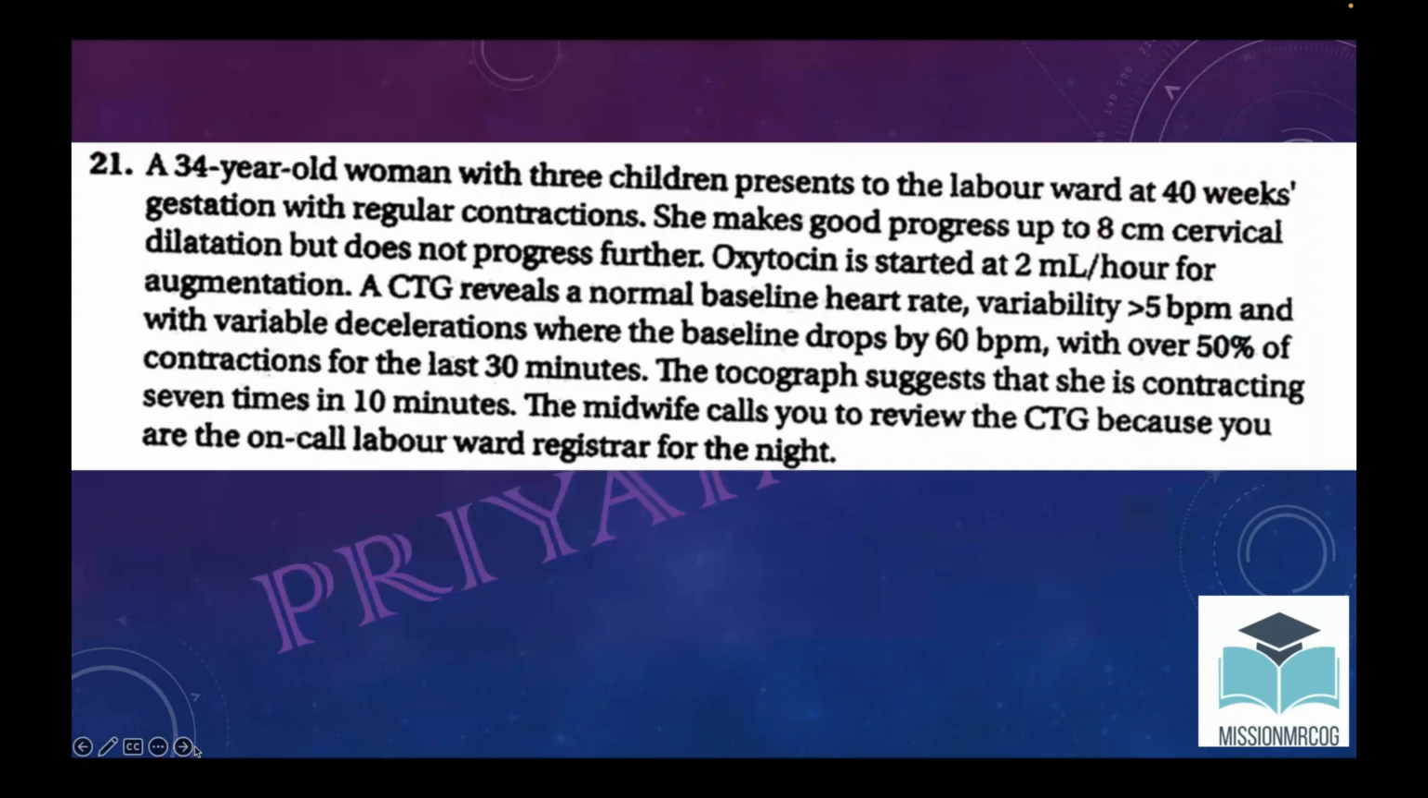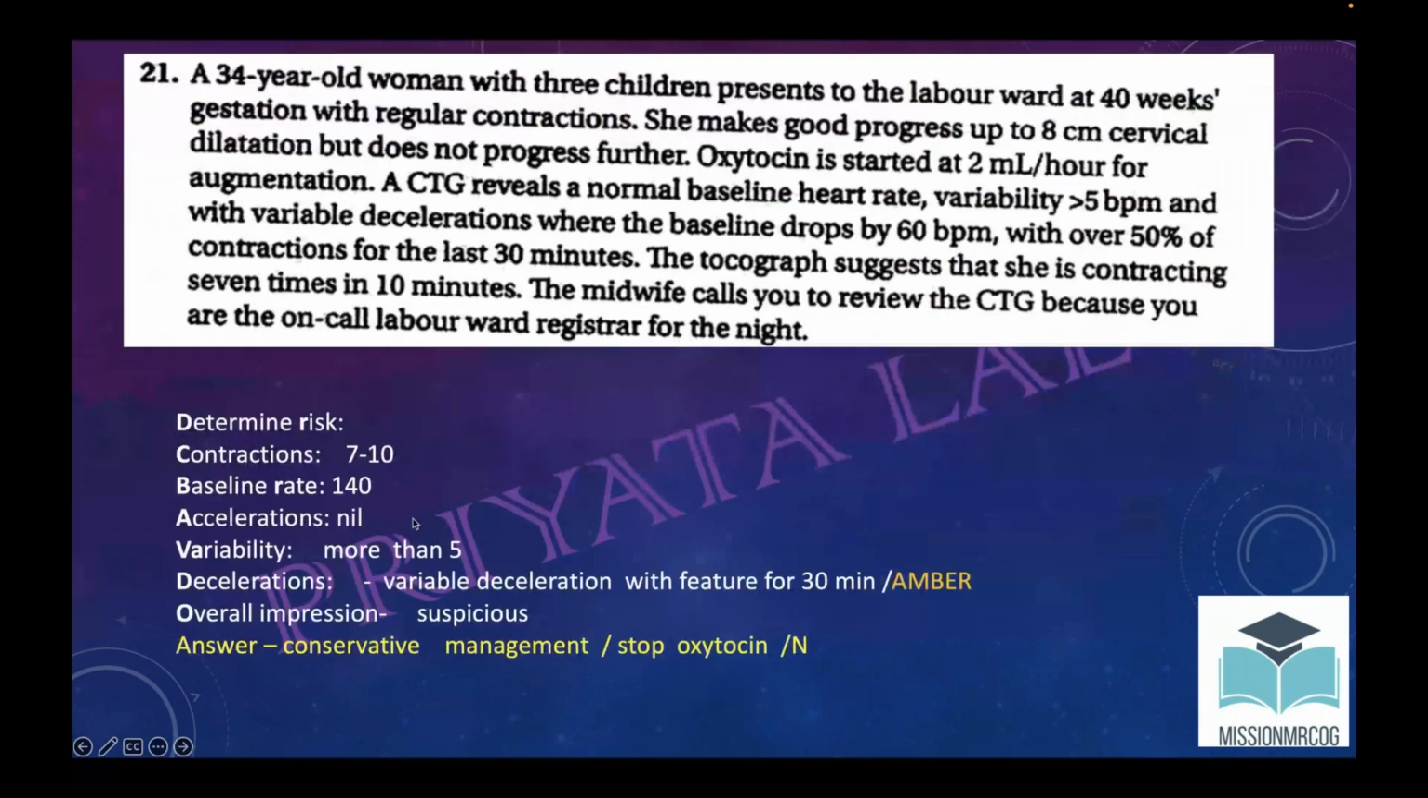So if you do the question here, you can see that the CTG has a normal baseline rate, variability more than 5, so it is fine. Deceleration: variable deceleration where the baseline drops by 60 minutes. So variable deceleration is there, and so it is an amber color. It is a suspicious stage. So conservative measures and stop oxytocin. But I have missed putting options here.